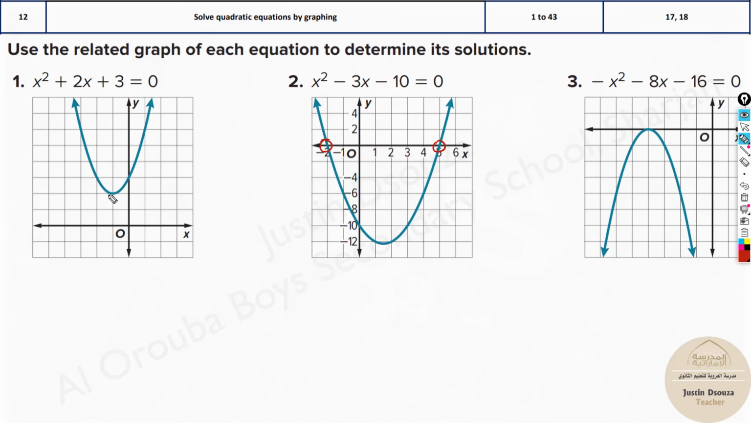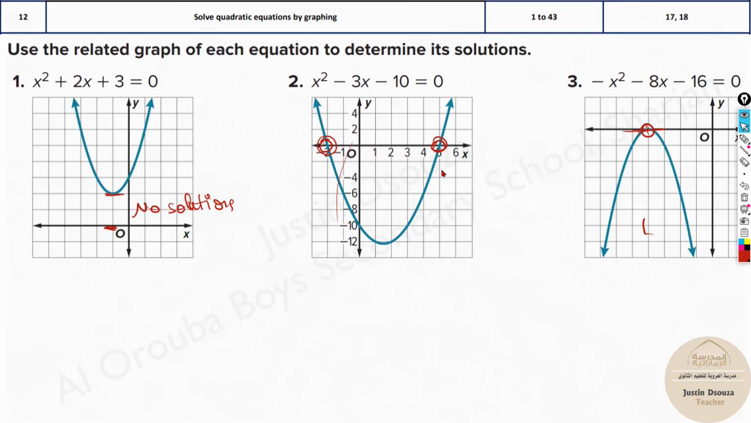But look at this first problem. It doesn't touch the x-axis. There's a distance over here. That means there are no possible solutions for this particular graph. There's no solution. And over here you can see it touches the axis exactly at one point. There is only one solution. But here, the second question, it crosses at 2 points, so there are two solutions.